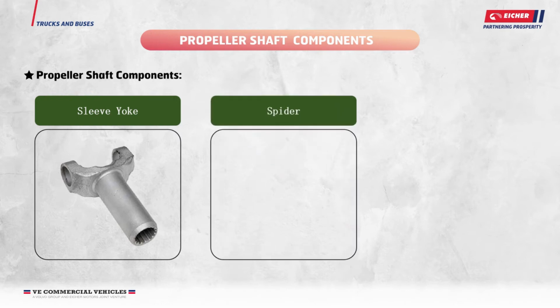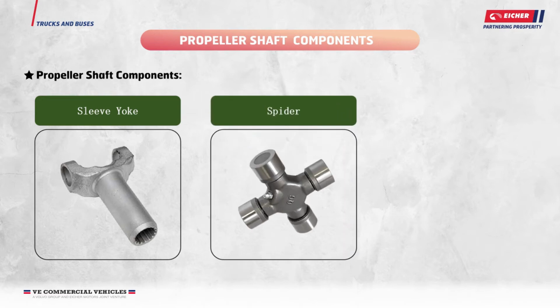Universal joint. The universal joint provides flexibility to the propeller shaft and is located between the prop shaft and the sleeve yoke. It consists of 2 Y-shaped yokes that are joined together by the spider and supported by needle roller bearings. The bearings are lubricated for life.